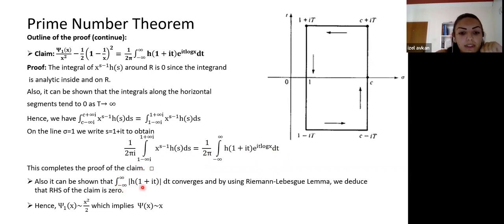Also, one can show that this integral converges. Then by using the Riemann-Lebesgue lemma, which states that if this integral converges, then this integral is equal to 0, we deduce that the right-hand side of the claim is equal to 0. So after some easy mathematical computations, we get that the Chebyshev-1 function is asymptotic to x squared divided by 2. And by using the lemma about differentiation, we get the Chebyshev function asymptotic to x, which was an equivalent form of the prime number theorem. Hence, this finishes the proof of the prime number theorem.